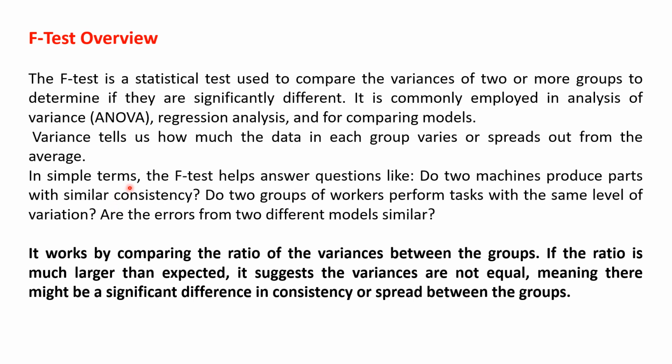In simple terms, we can say that the F-test helps answer questions like, do two machines produce parts with similar consistency? Do two groups of workers perform tasks with the same level of variation? Are the errors from two different models similar? It works by comparing the ratio of the variances between the groups. If the ratio is much larger than expected, it suggests the variances are not equal, meaning there might be a significant difference in consistency or spread between the groups.